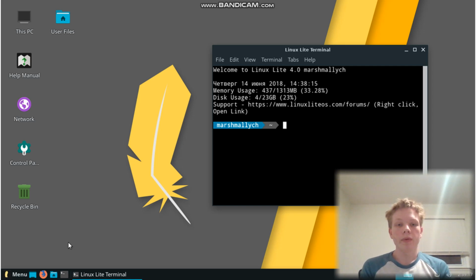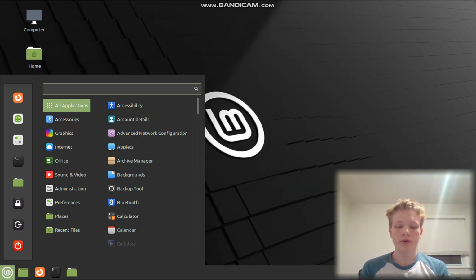Some of the most popular Linux distributions, or distros, are Arch Linux, Linux Mint, Fedora Linux, and Ubuntu, which is probably the most popular Linux distro out right now. And they're all used for different kinds of tasks and uses.